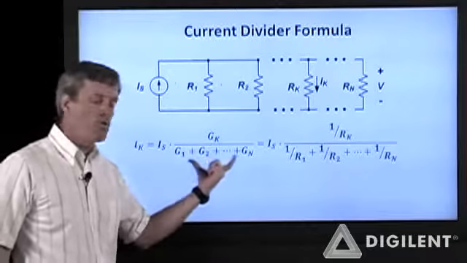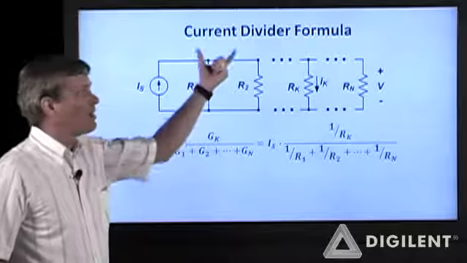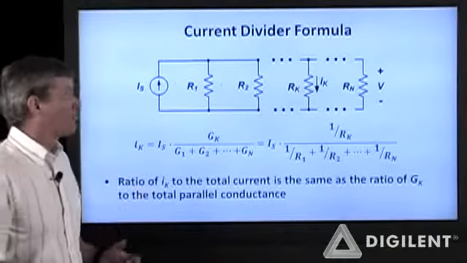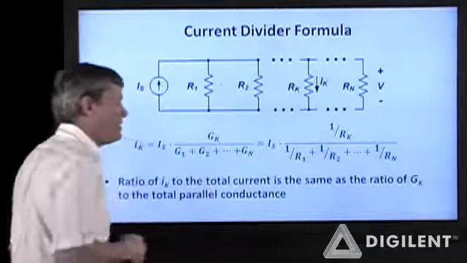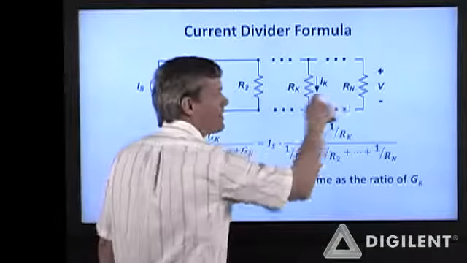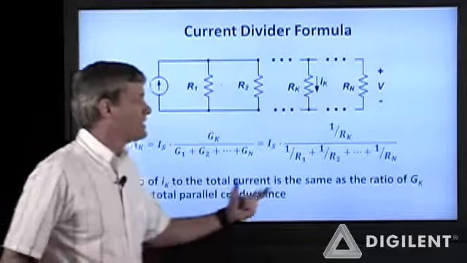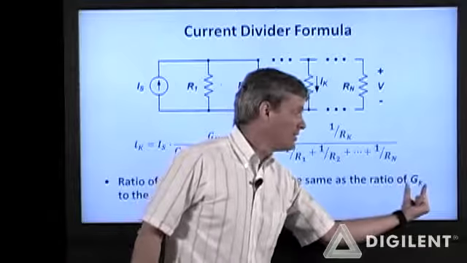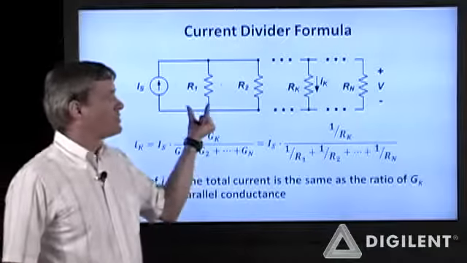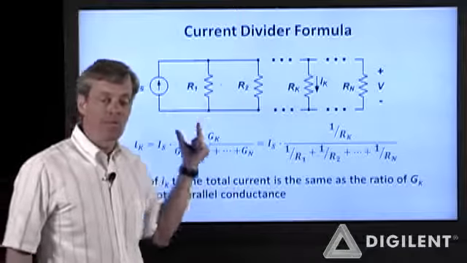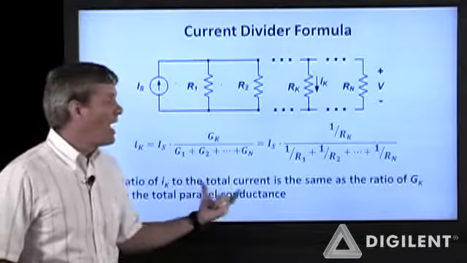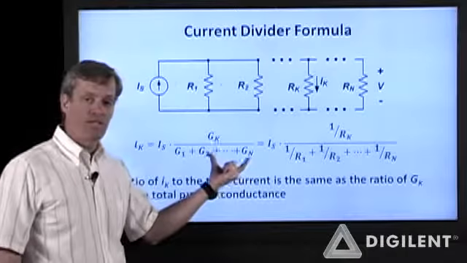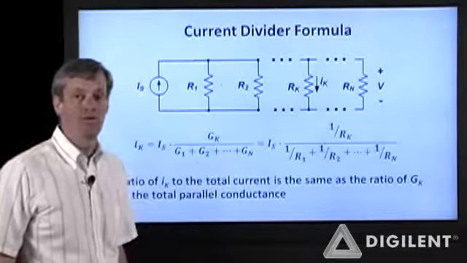So now using this equation, we can summarize our current divider formula the way we did our previous voltage divider formula. So the ratio of I sub k to the total current into a parallel combination of resistors is the same as the ratio of the conductance of this resistor, G sub k, divided by the total conductance of the parallel combination. I will tend to default to this formula rather than explicitly calculating conductances, though.